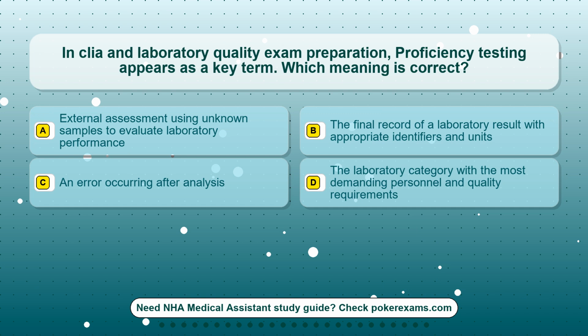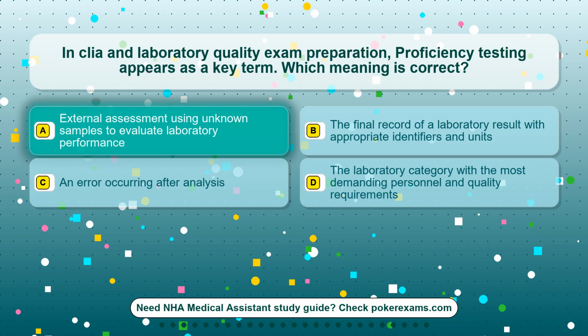Question 20. In CLIA and laboratory quality exam preparation, proficiency testing appears as a key term. Which meaning is correct? Option A. External assessment using unknown samples to evaluate laboratory performance. Option B. The final record of a laboratory result with appropriate identifiers and units. Option C. An error occurring after analysis. Option D. The laboratory category with the most demanding personnel and quality requirements.